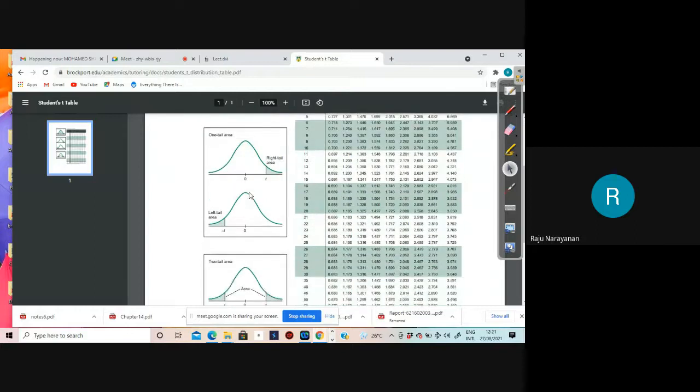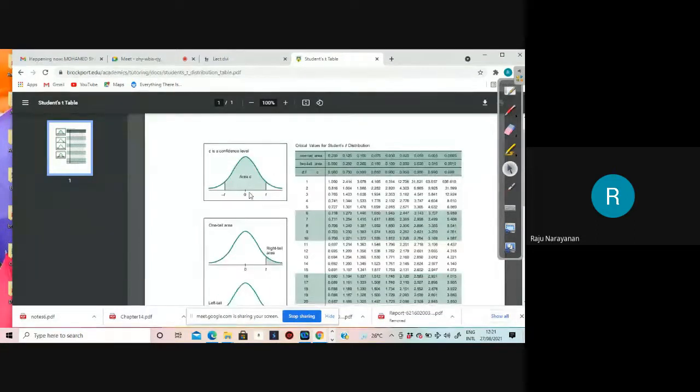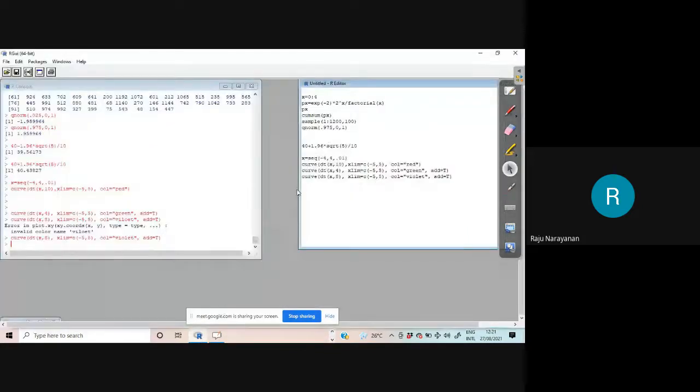Yeah, it's a good table. Either you can use tables like this. Why do you worry about the table? Because now you are experts in R, to find QT.